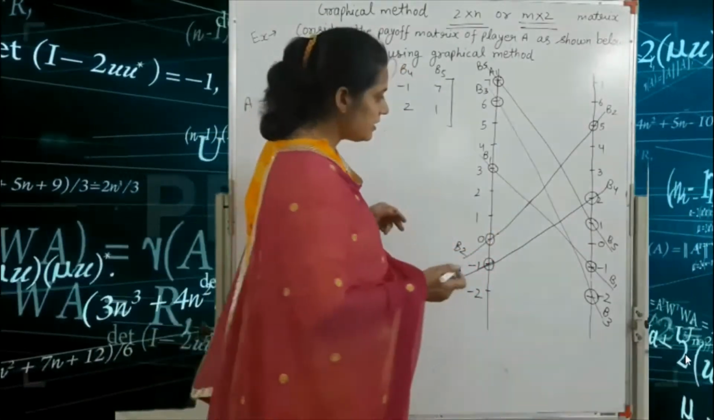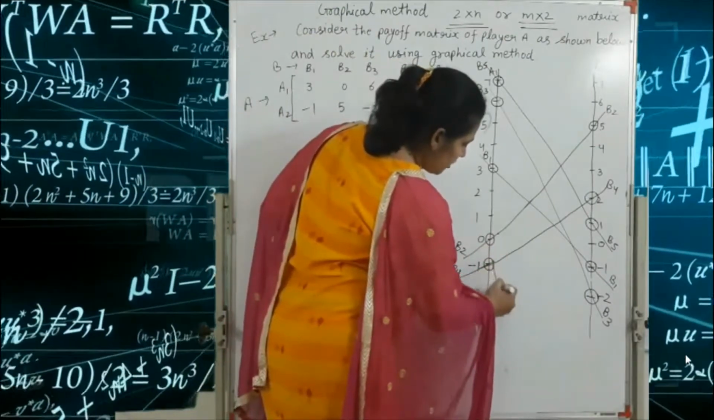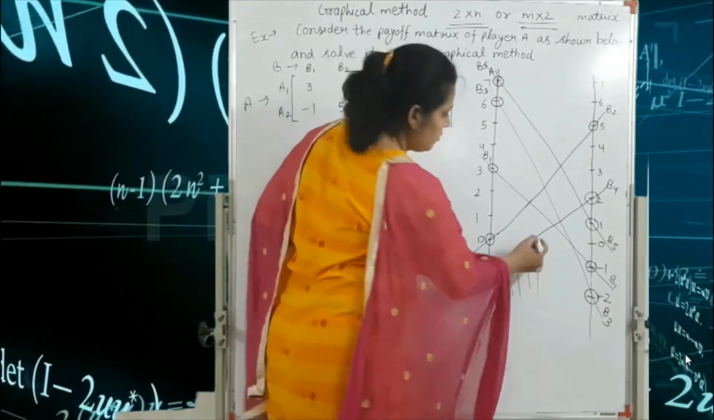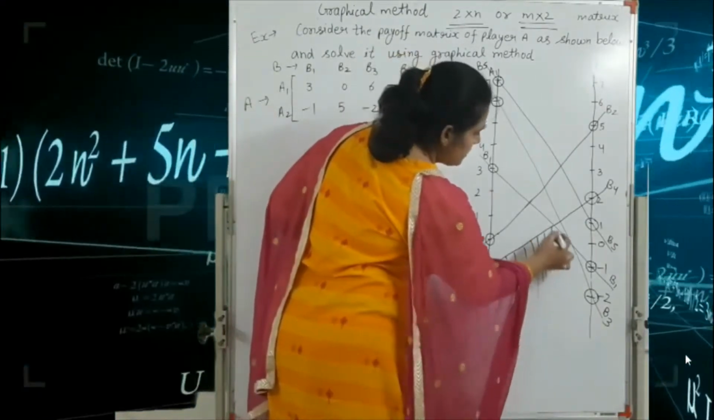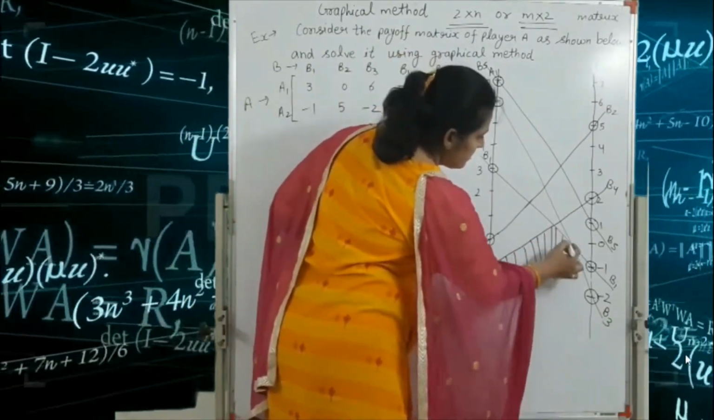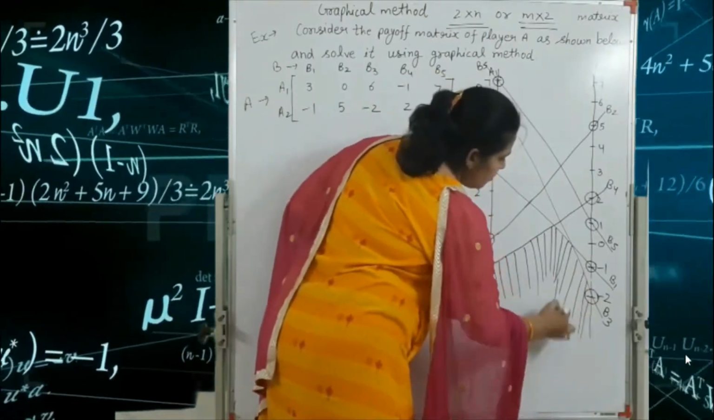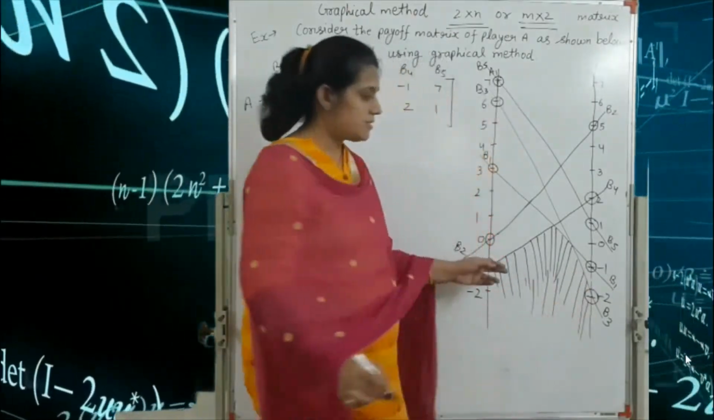Okay, so here the lowest region is what? Lowest region is this. Got it? This is the lowest region according to this graph. Okay, this is the lowest region. Okay, so first you find the lowest region.